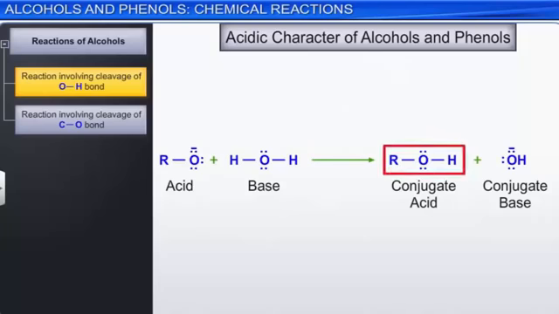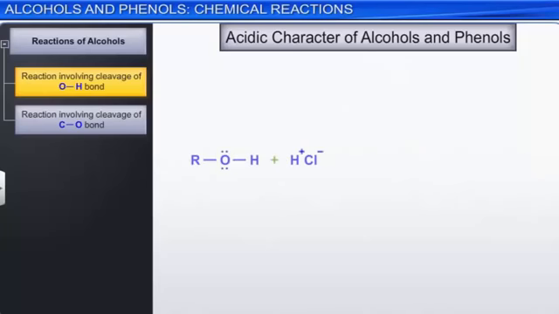Versatile alcohols can also act as Bronsted bases or proton acceptors. The reaction here shows an alcohol accepting a hydrogen ion or proton from HCl.